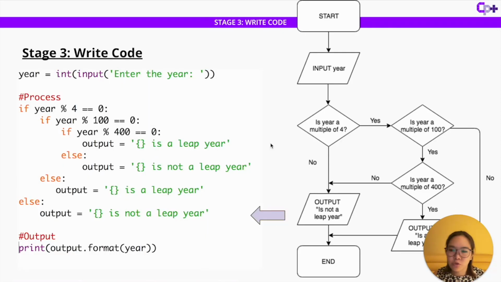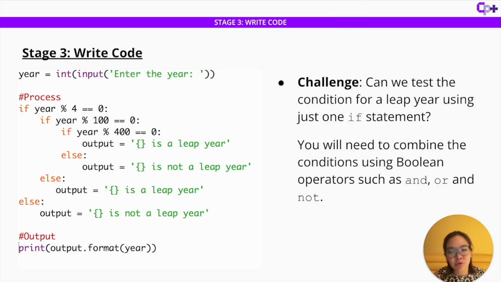Now we can write our code. Here's the code we have written for you, translated from our flowchart. But it looks like there are too many nested if-else statements. Can we simplify the code using Boolean operators, not, and or, to use just one if-else statement? Pause the video now to try it.